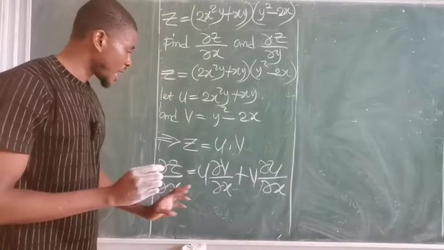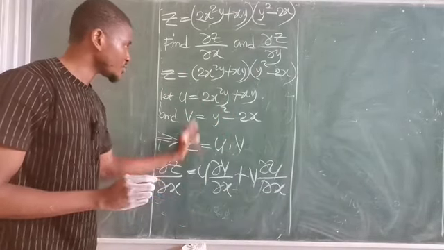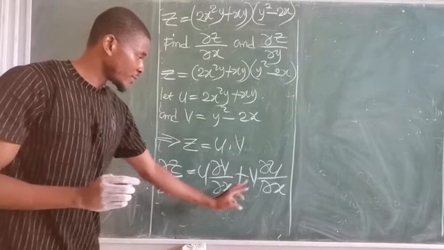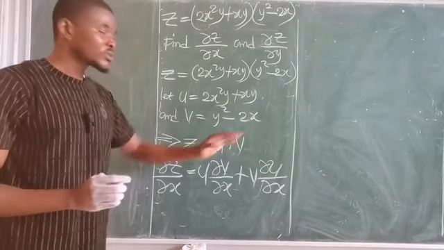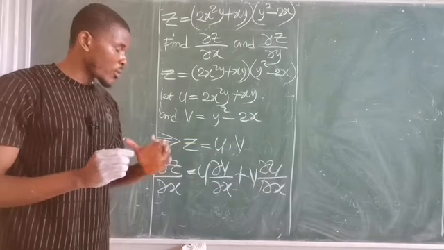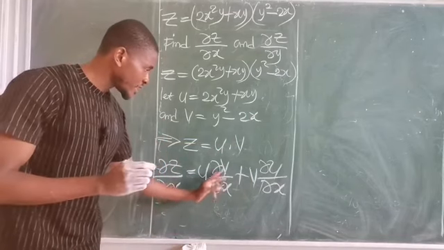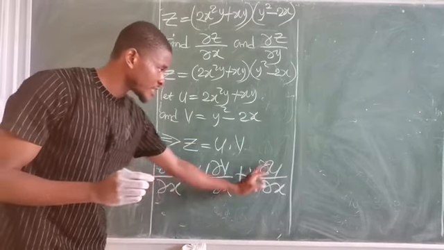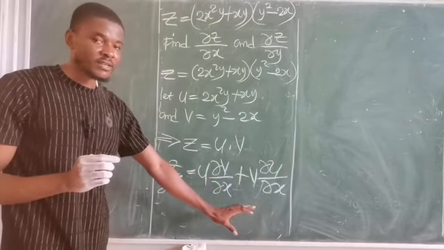So this is what I will do. I already know the value of u, I said let u be the whole of this. I also know the value of v, I said let v be the whole of this. So the only thing I'm supposed to look for now is simply to find dv/dx and du/dx. That's all I'm supposed to find.